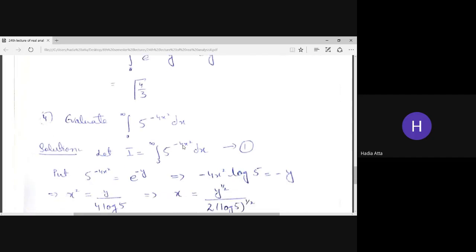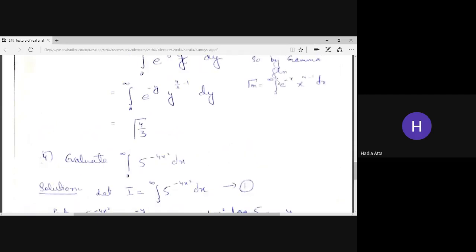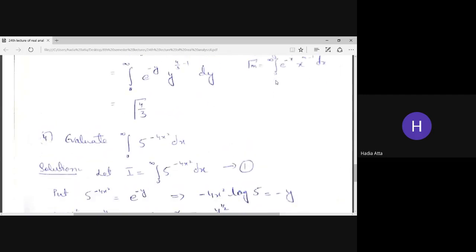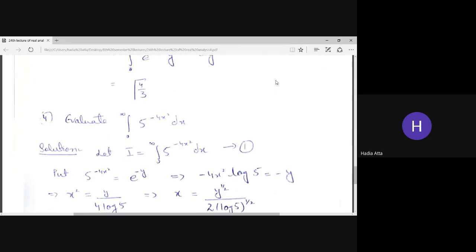Okay, so if you look over here, we have a limit from 0 to infinity, and in the definition of a gamma function we also have 0 to infinity. So what we have to do is apply the definition of a gamma function. For this we will suppose that the integral is equal to I, that is, I is equal to the integral from 0 to infinity of 5 raised to the power minus 4x squared dx. This is your equation number 1.